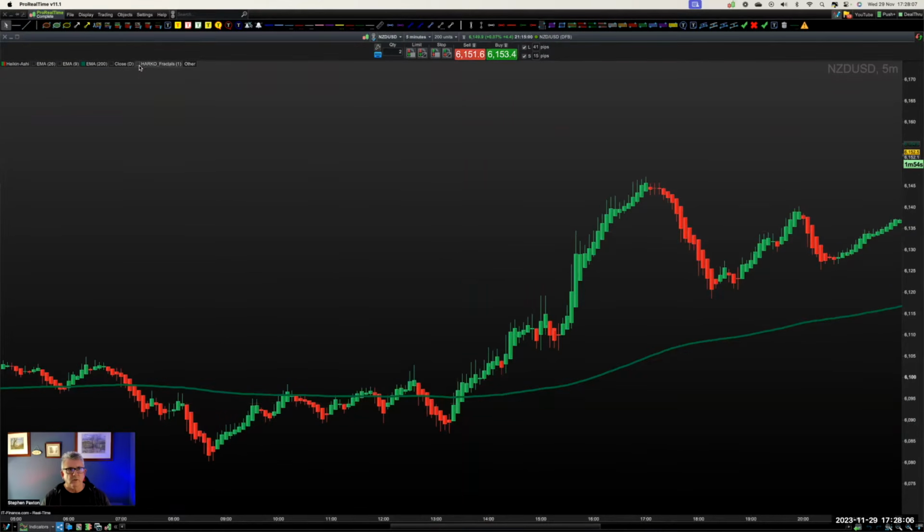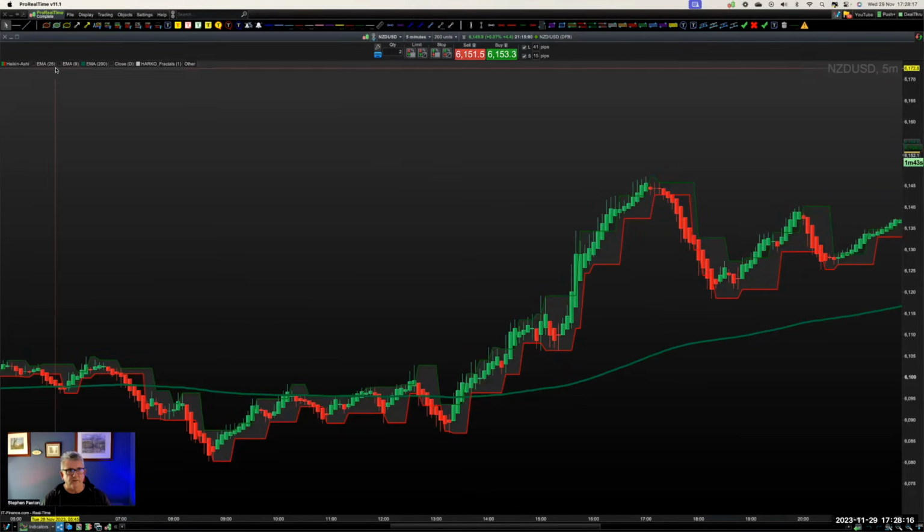So what we'll do, we'll put some fractals on. So I'll show some fractals, and there's a fractals configured. And another little trick, as I mentioned before, about extending the profit using the 9 EMA. So let's stick the 9 EMA on again as well.